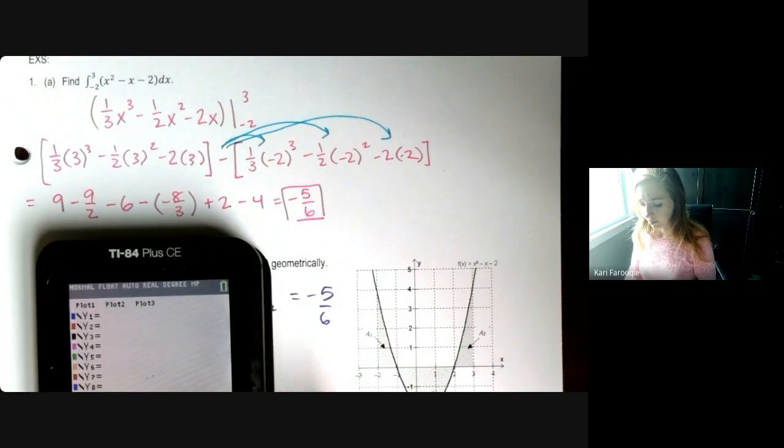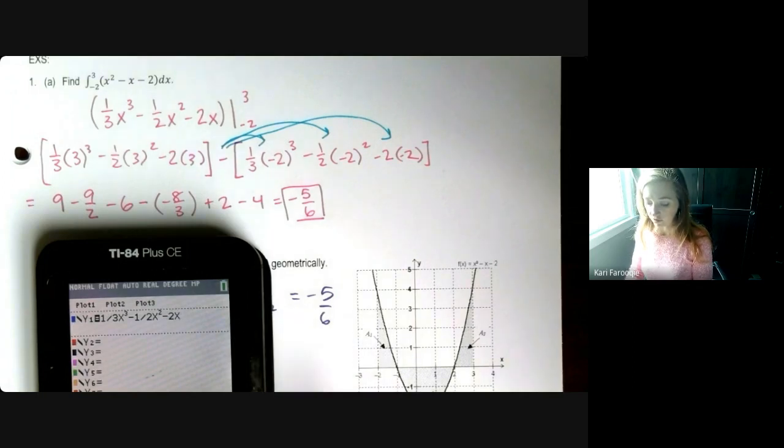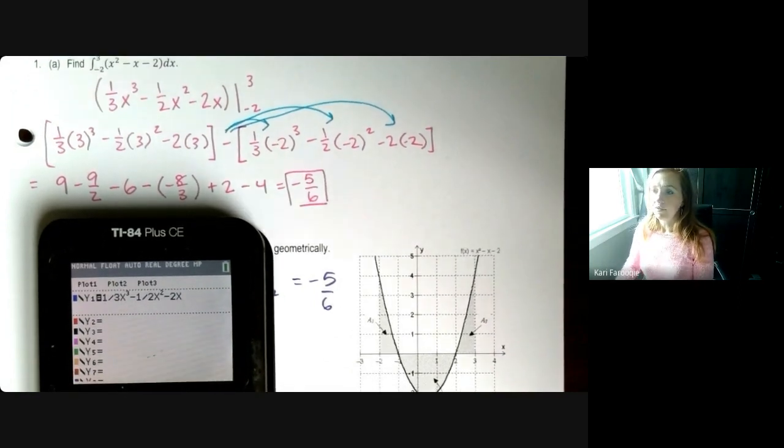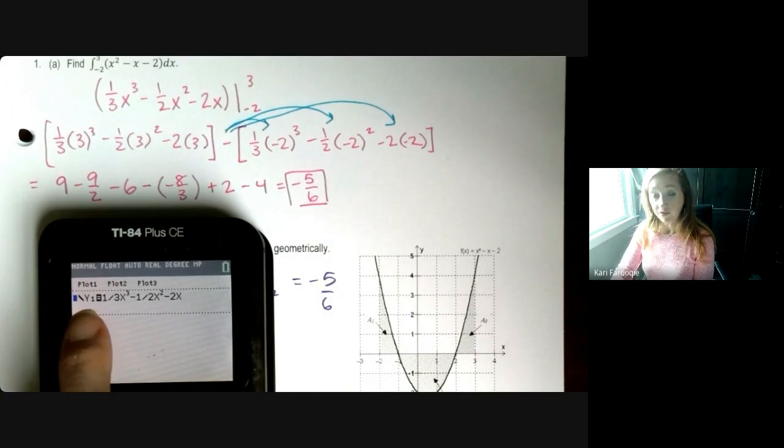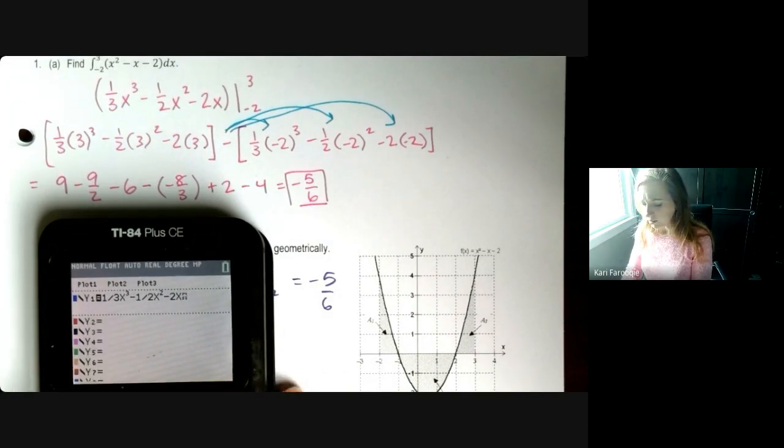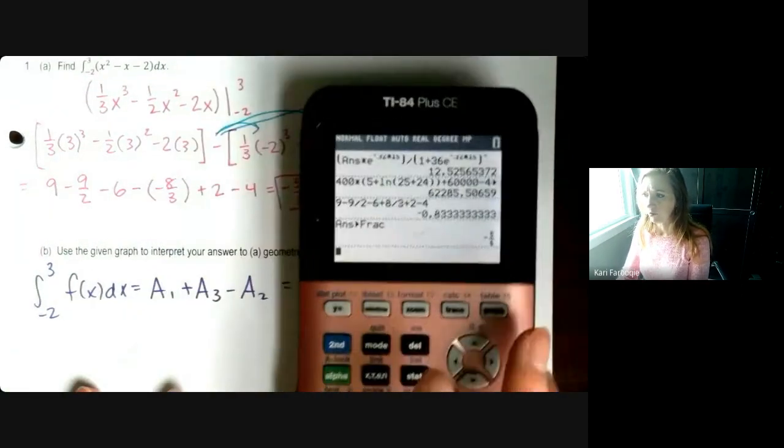exactly all these negatives. So I'm going to put this antiderivative into my y equals menu. This is 1/3 x to the third power minus 1/2 x squared minus 2x. That's the antiderivative, not the original, because I'm evaluating the antiderivative from a to b, not the original. Okay, this is saved in my y sub 1. I think we talked about this for limits, but it's been a while.